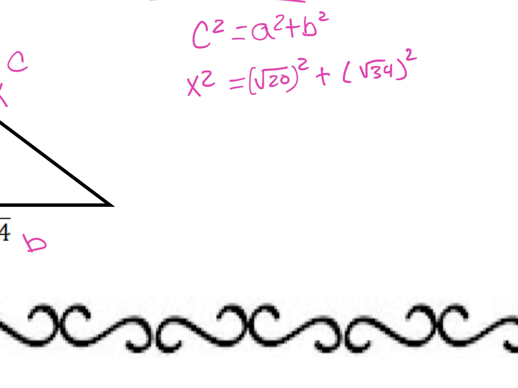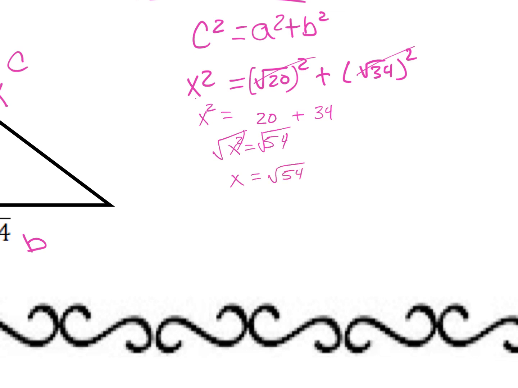And so radical 20 squared is actually just gonna be 20, because squaring a square root is the same thing as taking the square root of a square. It's gonna cancel out. So same thing here. So I get x squared equals 20 plus 34, so really x squared equals 54. And then I'm going to take the radical of 54. So x equals radical 54.